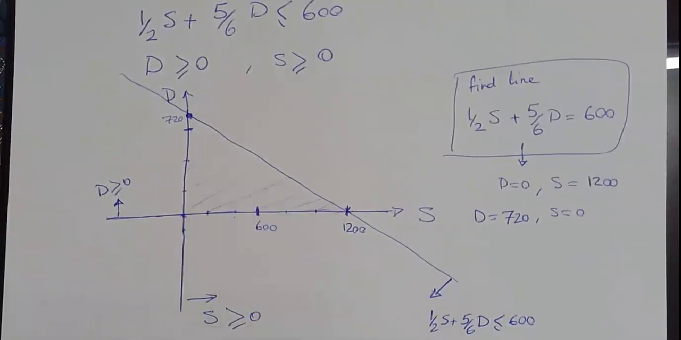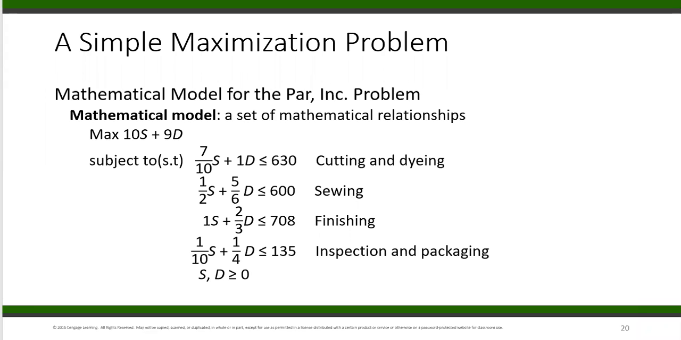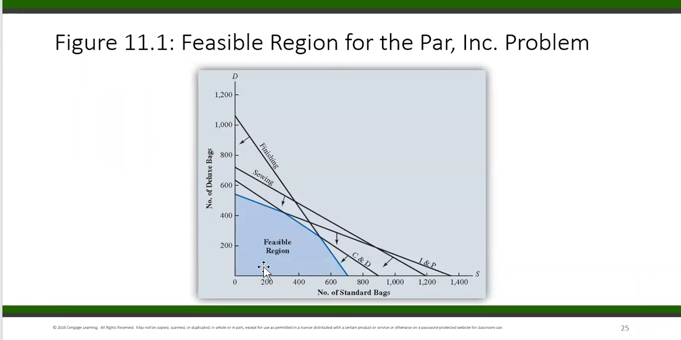If we keep going and do the same for the other constraints, we just did it for sewing, and if we do it for finishing, cutting and dyeing, and inspection and packaging, we will get a graph like this one. What we just did was this one, 1200 and 720 for sewing, and we already know that the lower side is feasible. And we keep doing it for finishing, inspection and packaging, and cutting and dyeing.